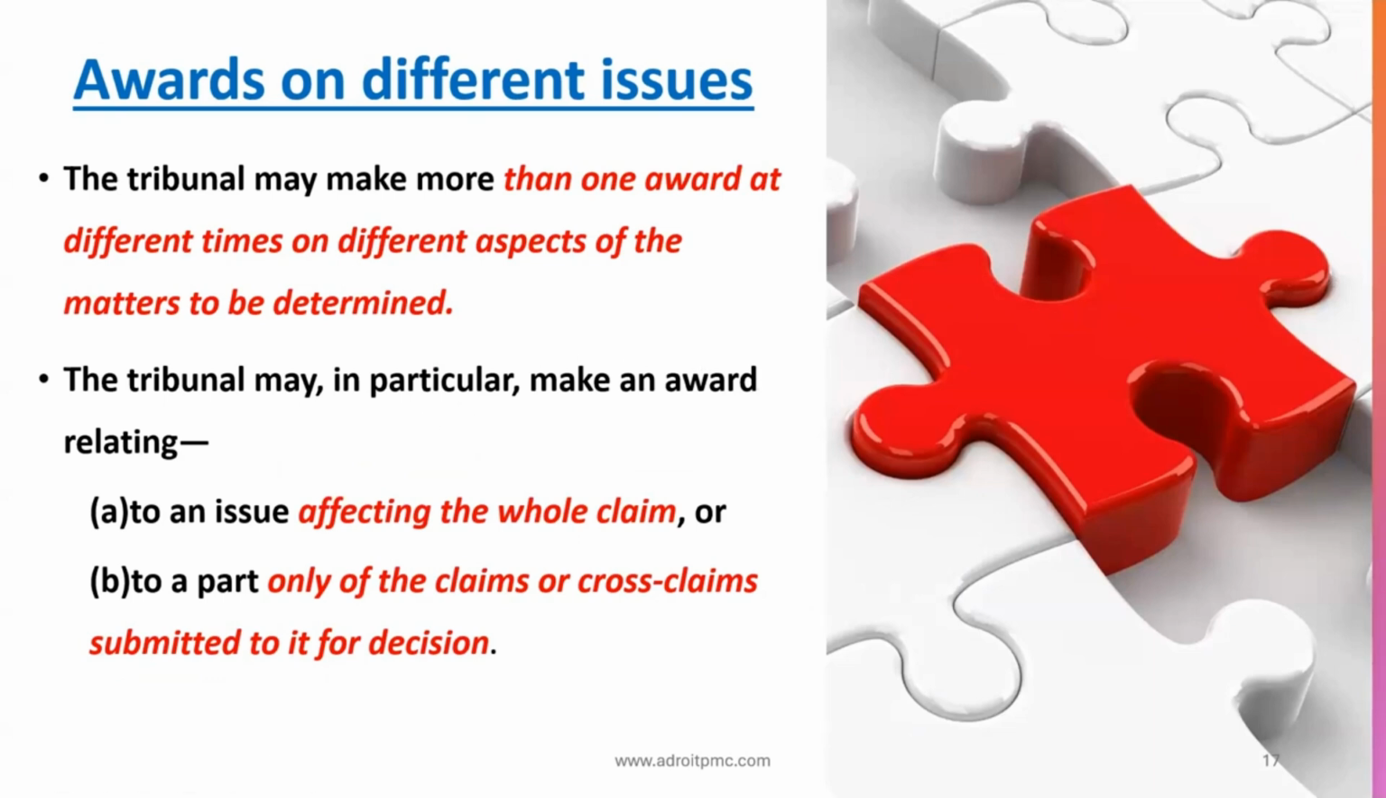Next is awards on different issues. The Arbitration Act of 1996 has a provision wherein the arbitrator has the privilege to make more than one award at different times on different aspects of the matter to be determined. So he can make either an award for the whole claim, or he can make part awards for the claims and for the counter claims. The claims will be submitted by the claimant, wherein if the respondent, the opposite party, has their own claim, that is called a counter claim. So the arbitrator has the privilege of making more than one award under this Arbitration Act of 1996.